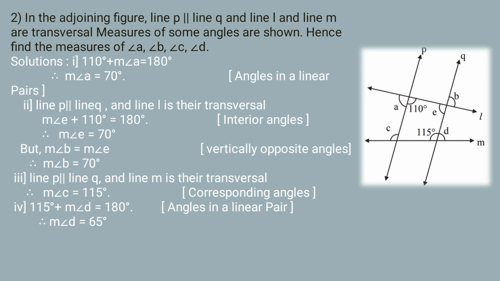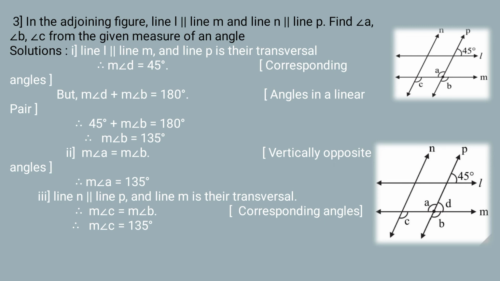Third, line P is parallel to line Q and line M is their transversal. Therefore, measure angle C is equal to 115 degrees by corresponding angles. Fourth, 115 degrees plus measure angle D is equal to 180 degrees by angles in a linear pair. Therefore, measure angle D is equal to 65 degrees.